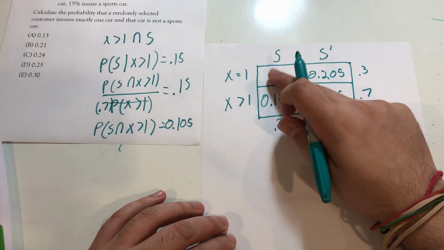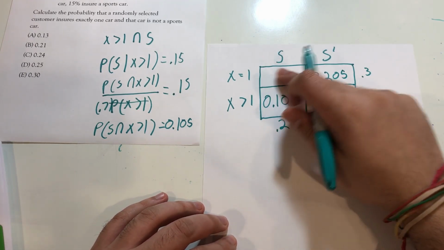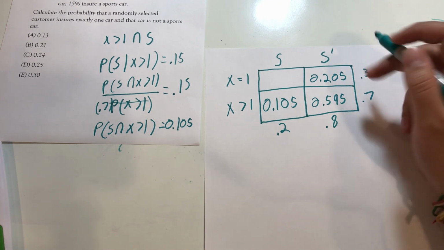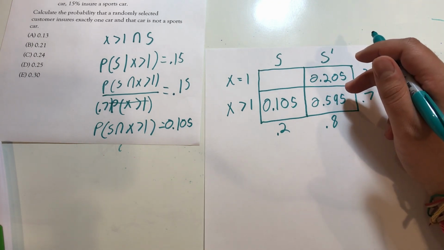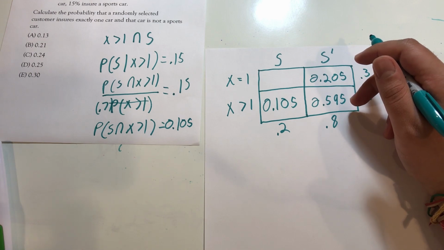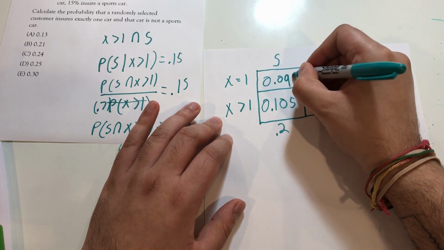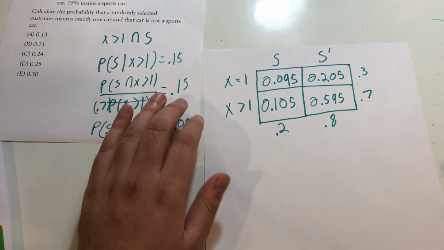And this column here, or sorry, this row should add up to 0.3. So 0.3 minus 0.205 should be 0.095. Now, what is it asking us?